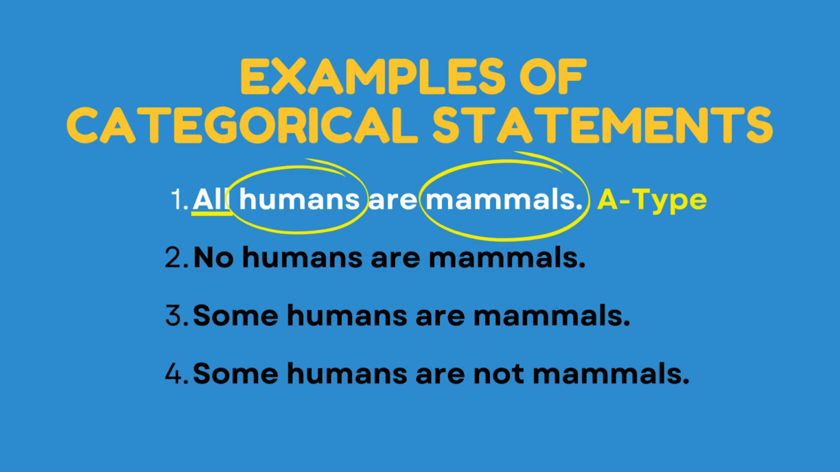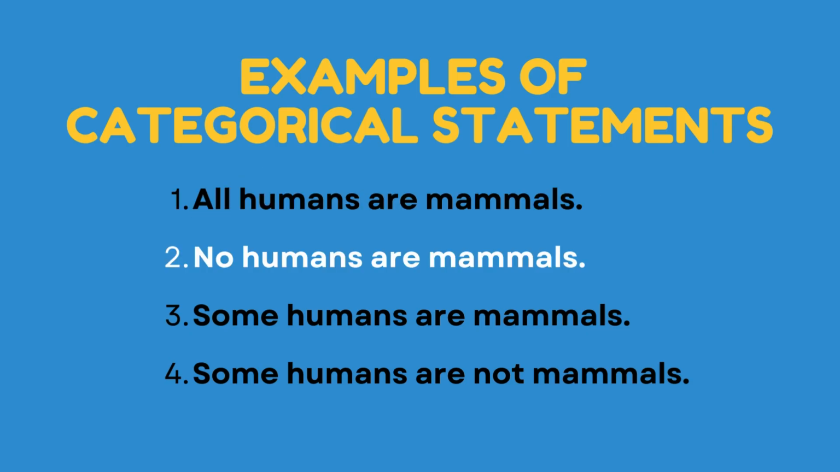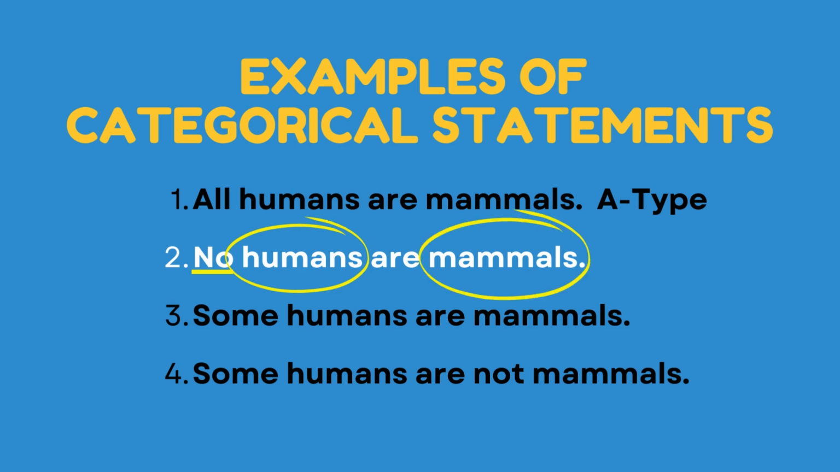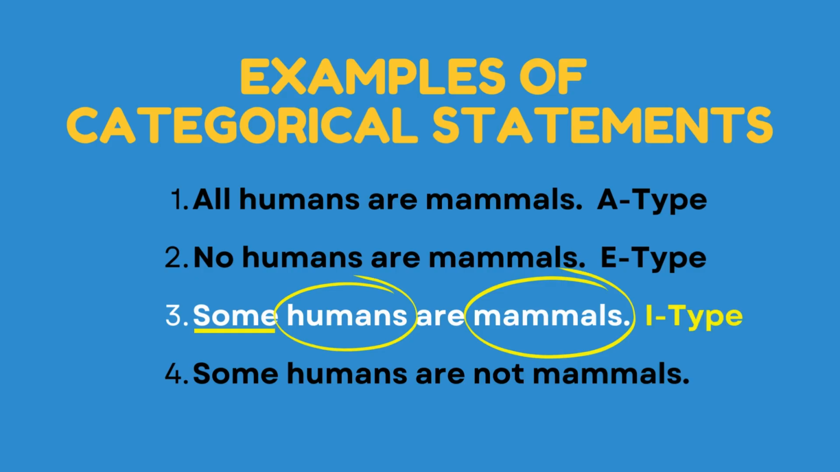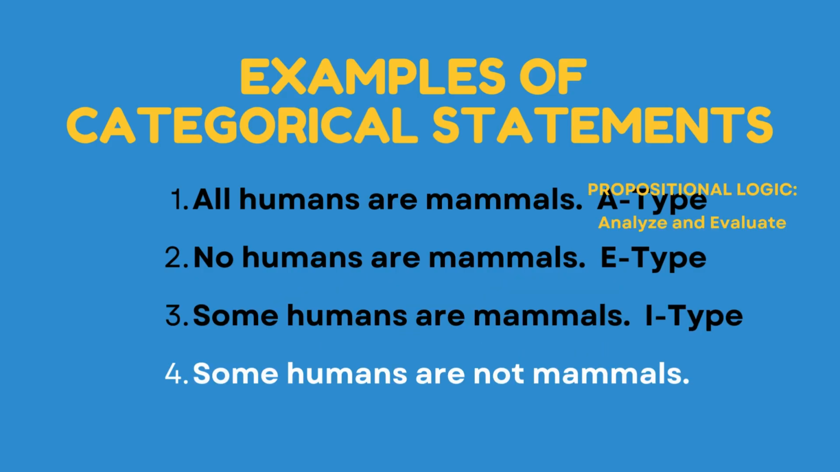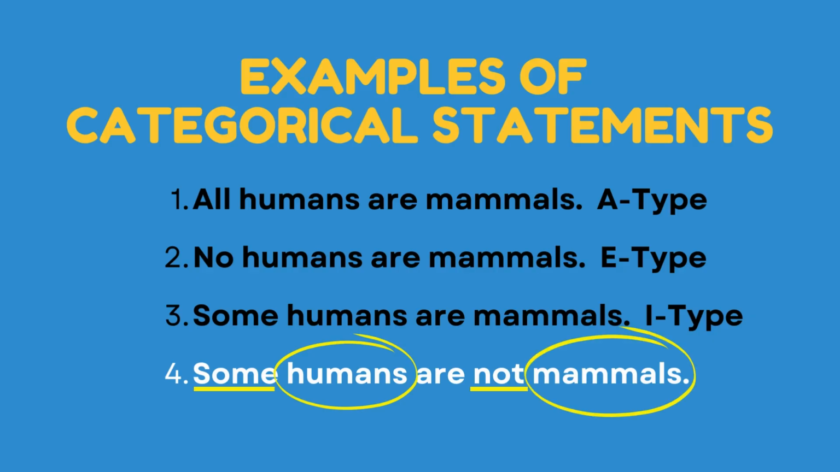This is called an A-type categorical statement. The second statement is about no things that are human belonging to the category of things that are mammals. This is called an E-type categorical statement. The third statement is about some things that are human belonging to the category of things that are mammals. This type of statement is called an I-type categorical statement. The fourth statement is about some things that are human not belonging to the category of things that are mammals. This is called an O-type categorical statement.